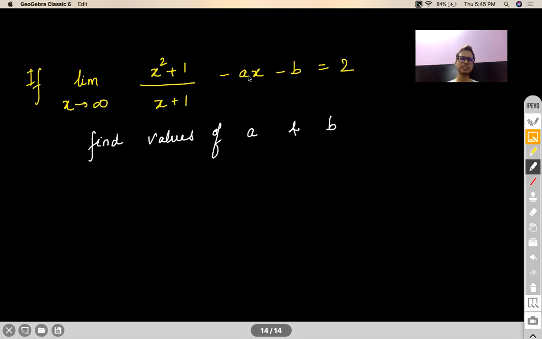If this limit is given to you as a 2, what do you think should be the value of a and b in this question?